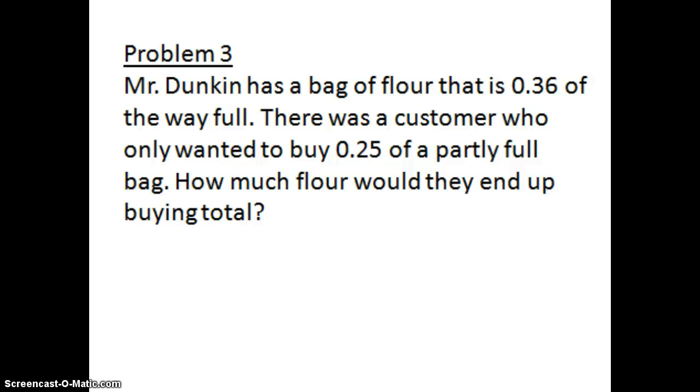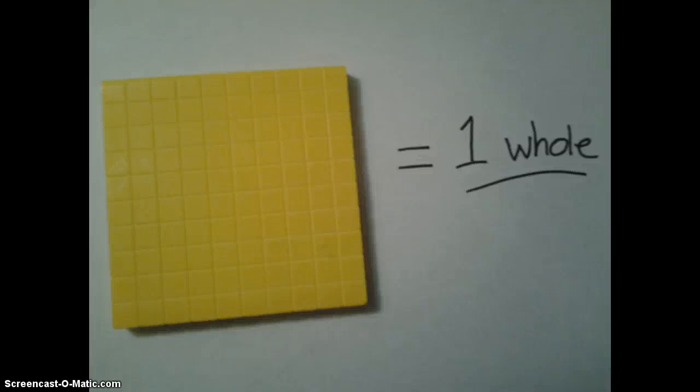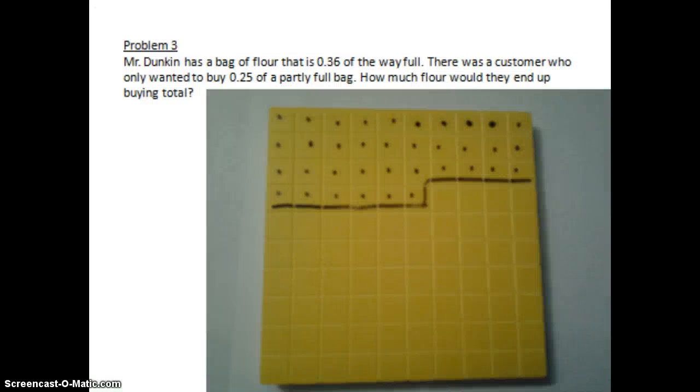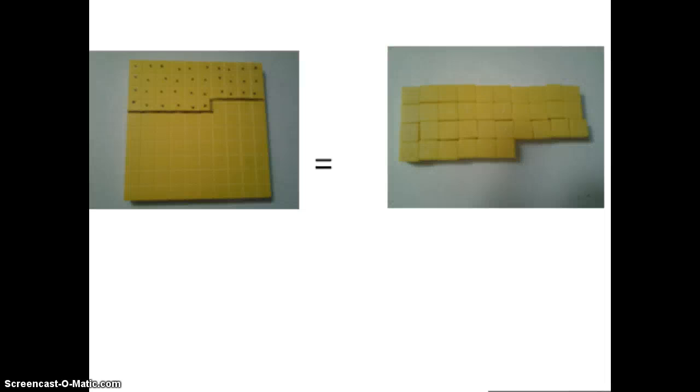Let's use base 10 blocks for this problem. First, as you remember, this block is our whole, or 1. Now, I've marked off 0.36 to represent how full our bag is initially. Each of these smaller blocks represents 0.01. Here's the same number of smaller blocks that we marked off in this big square to show 0.36. Now Mr. Duncan's customer would like to purchase 0.25 groups of this 0.36 of a bag of flour.